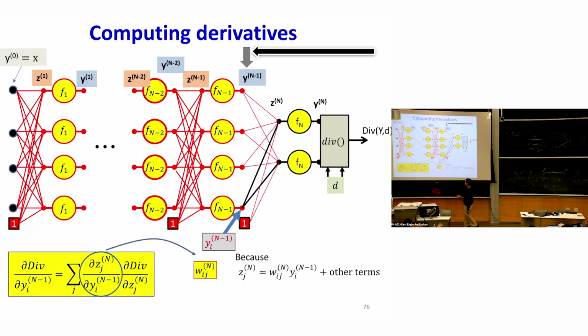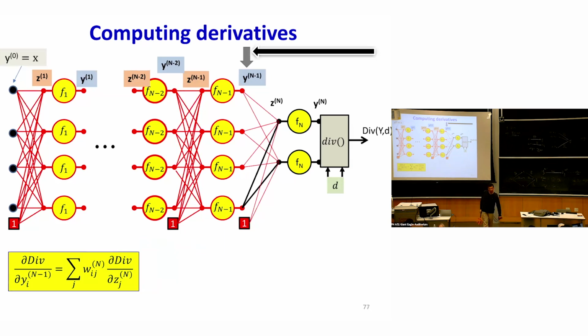Right, this term's already computed. And because the derivative of z is simply wij times yi times other terms, the derivative of zj with respect to yi is simply wij, which I can plug in over there. And that's going to give you my derivative rule for computing the derivative of the divergence with respect to yi.